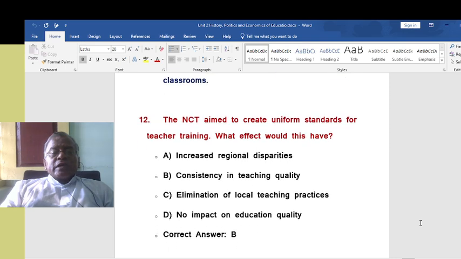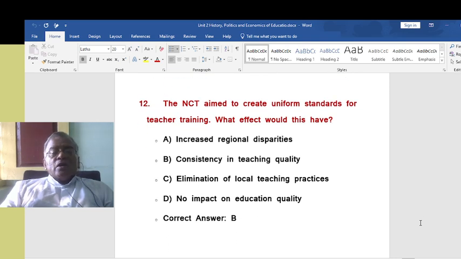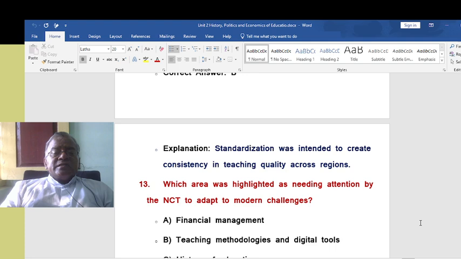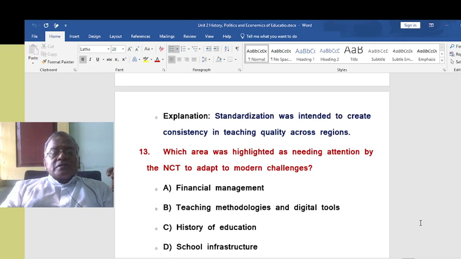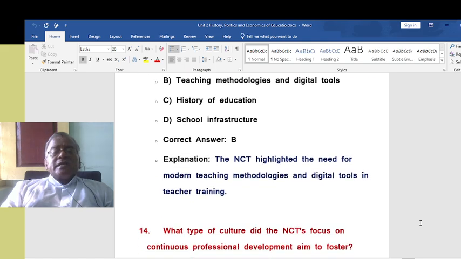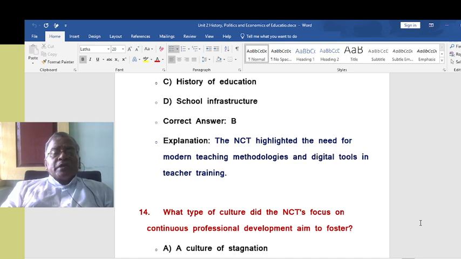The NCT aimed to create uniform standards for teacher training. What effect would this have? That is, consistency in teaching quality. That is what would be attained. Standardization was intended to create consistency in teaching quality across regions, across different states. Which area was highlighted as needing attention by the NCT to adapt to modern challenges? That is, teaching methodologies and digital tools. The NCT highlighted the need for modern teaching methodologies and digital tools in teacher training.